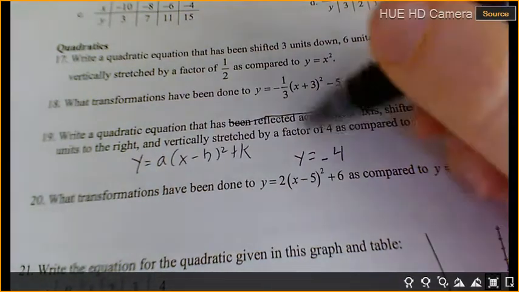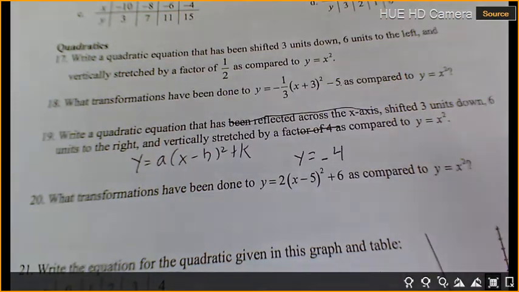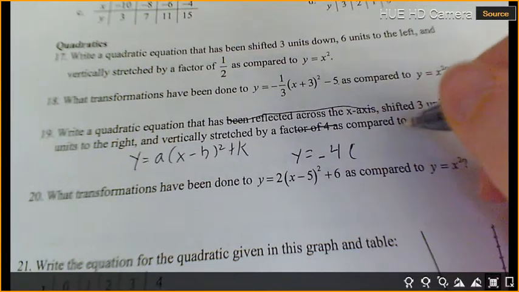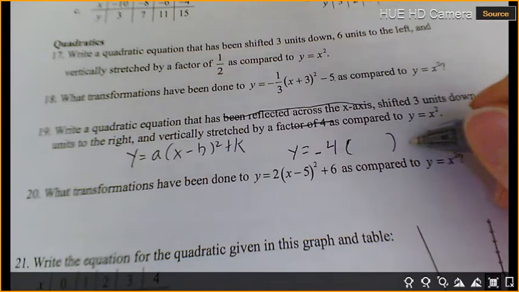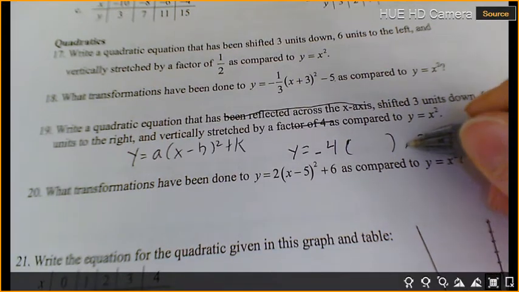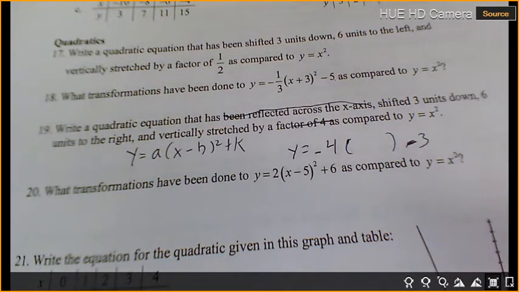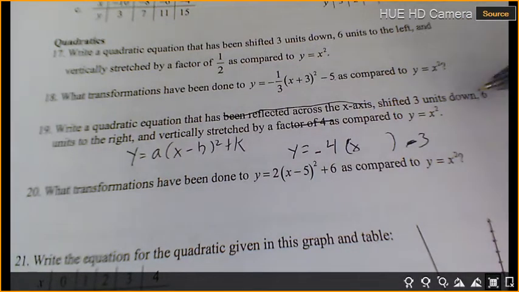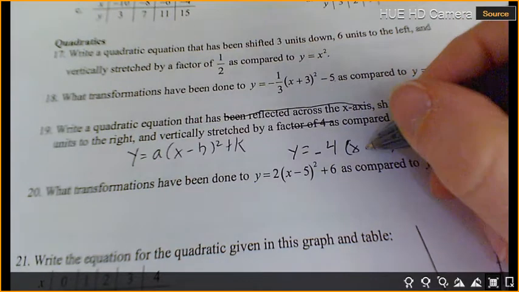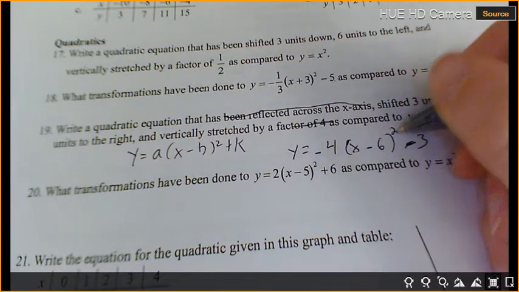So we did that part. We did this part. It's shifted down 3. Where is the down 3 going to go? Minus 3 at the end. What happens to the y goes on the outside. And then it's x. It says it's 6 units to the right. So that's minus 6. And make sure this whole thing is squared.